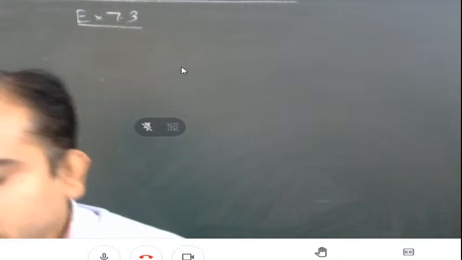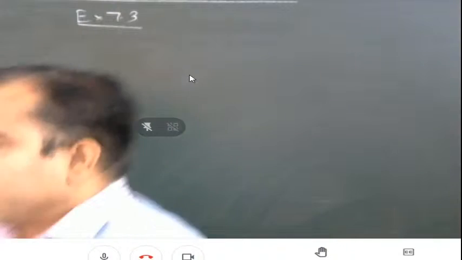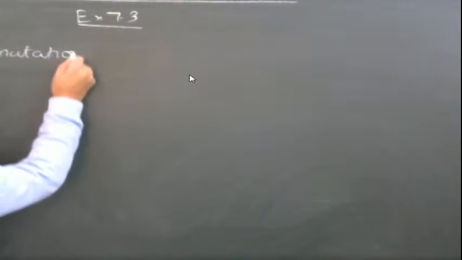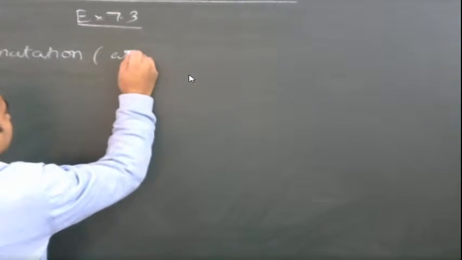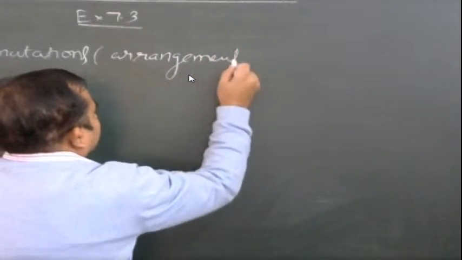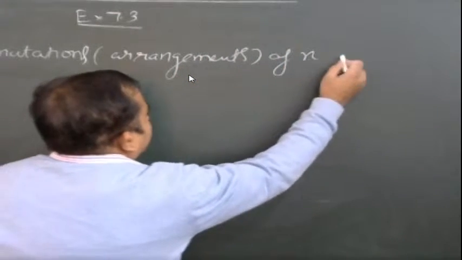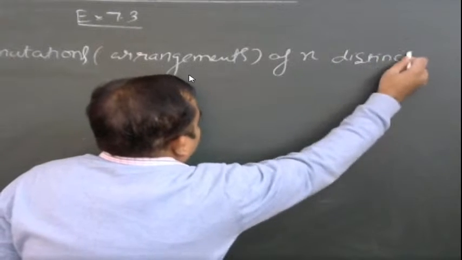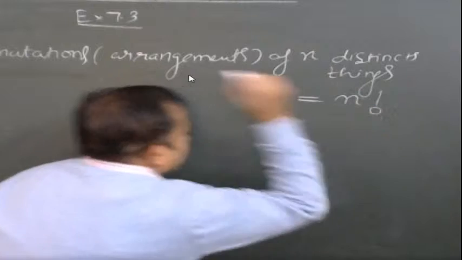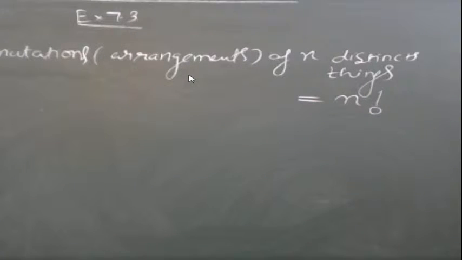Yes, my dear students. Yesterday in the class we discussed the number of distinct permutations. Permutation is a synonym of the word arrangements. Permutations or arrangements of n distinct things. That is equal to how much, students? That is equal to factorial n. And we also saw in the last term that n factorial, yes.